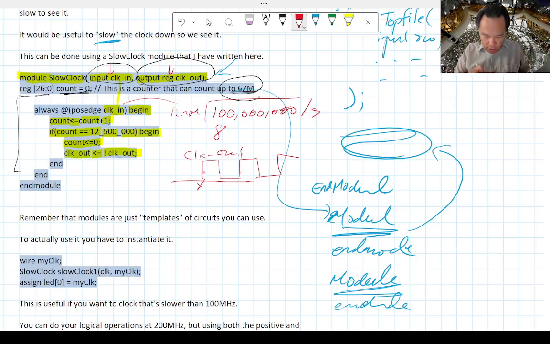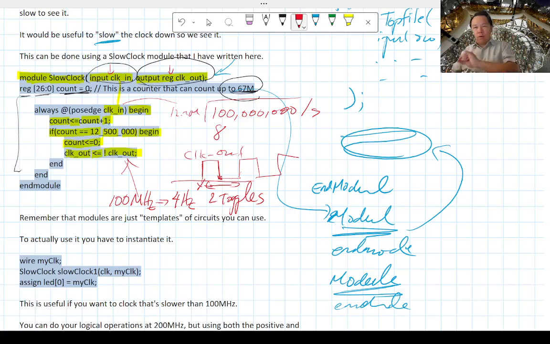But each toggle makes it go up. The second toggle makes it go down. So each cycle is actually 2 toggles, okay? So basically what I have done is I converted a 100 megahertz clock to a 4 hertz clock. And if you program this in and you make the LED blink at 4 hertz, you will see it blink, right? Because our eyes are fast enough to see that.